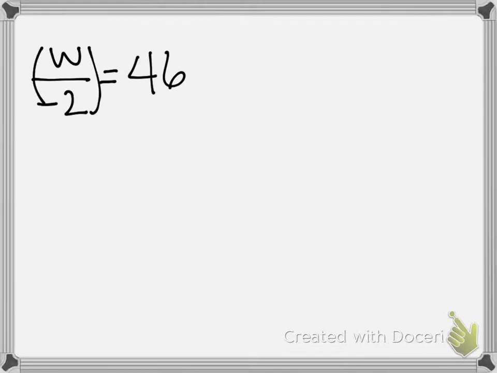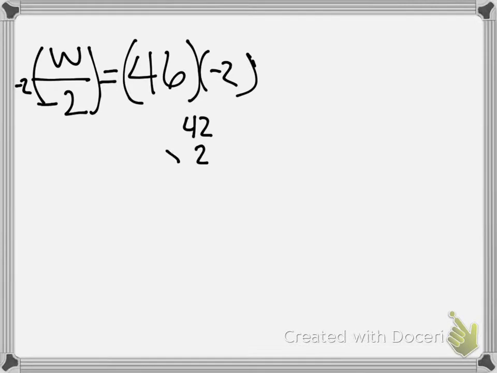Let's try a division equation. W divided by negative 2 equals 46. This is a division equation. The inverse of dividing would be to multiply. So I'm going to multiply both sides of my equation by negative 2. So 46 times negative 2, oh, not 42, 46. 6 times 2 is 12, carry the 1, is 92.